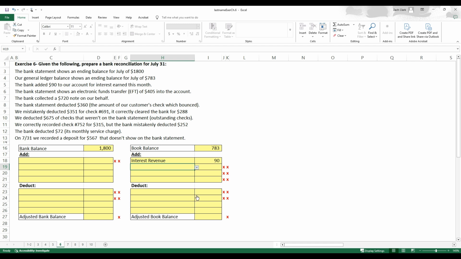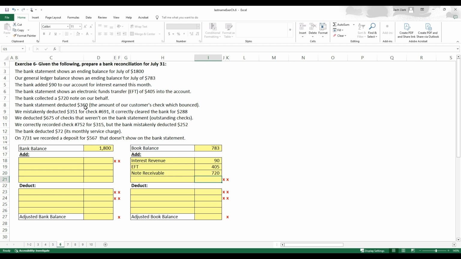The bank statement shows an electronic funds transfer of $405 into our account. So I'm going to say that's an EFT, 405. There's a note collection on our behalf, 720.